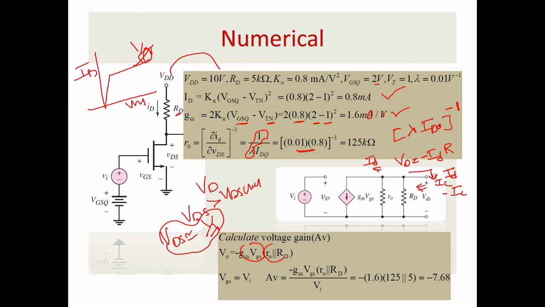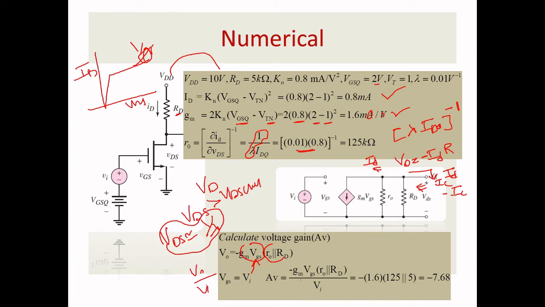So now I want to find what is your voltage gain. How will you calculate? You know that VGS equal to VI. So if you substitute VGS equal to VI, what will you be getting? You can rearrange this equation, V naught by VI. When you substitute VGS equal to VI, you can break it down.